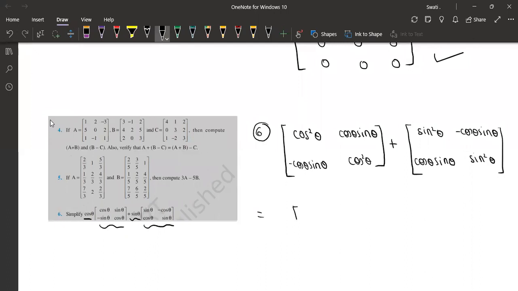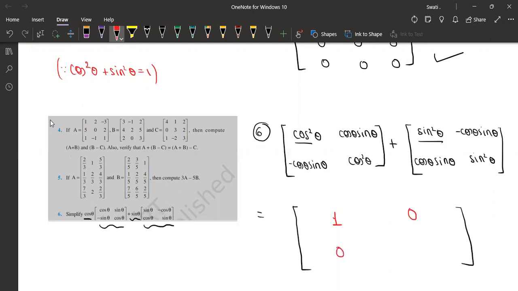All right, now you know how to add the two matrices. So simply it is going to be cos square theta plus sine square theta. But we know that this is a very famous trigonometric identity that cos square theta plus sine square theta is 1. So write down 1. Make sure whatever formula you use, you write down on the side, okay? So I'm just writing it here, but you write down on the right side that since cos square theta plus sine square theta, we know that it is 1. Then cos theta sine theta minus cos theta sine theta is going to be 0. This is minus cos theta sine theta plus cos theta sine theta, that is going to be 0.